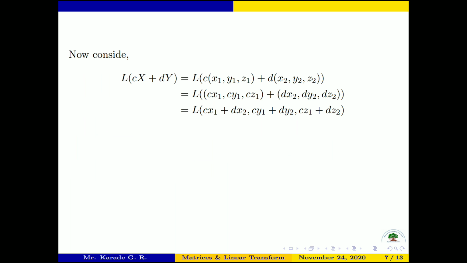Now by the definition of the function L, when function L operates on a vector with three components, we get a result that is a vector with two components, whose first component is cx1 + dx2 and whose second component is nothing but the addition of the last two components of the vector with three components, and it is nothing but (cy1 + dy2) + (cz1 + dz2).